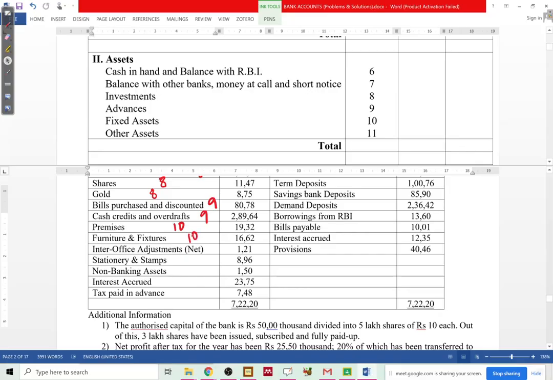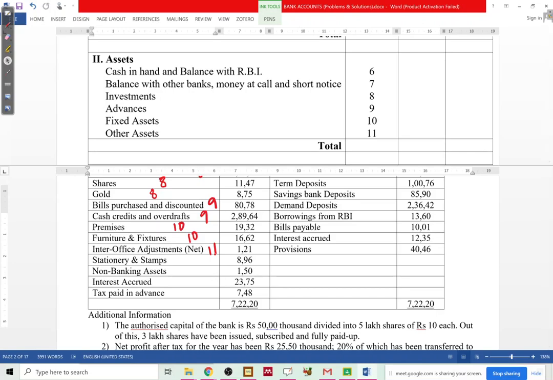Now there is something called inter-office adjustments, a simple concept. There are branches of all banks, isn't it? Like there is a head office and then there are so many branches of all these banks. So there are some adjustments, some transactions that happen between them, some balances, or it could be any transactions. If this inter-office adjustment amount is given on the debit side, like it is given in this problem, you will put it under other assets, that is schedule 11, always remember.